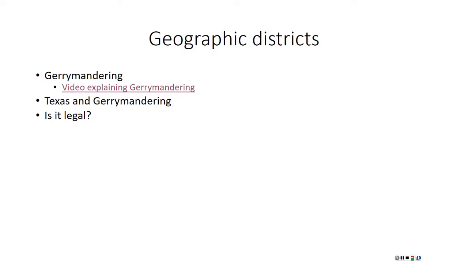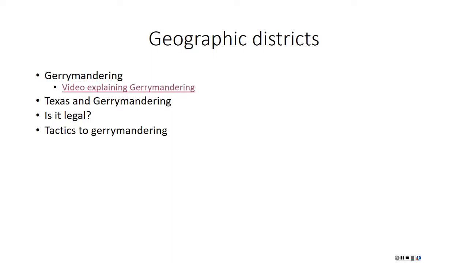Is it legal to gerrymander? Is it legal to redraw these districts? It depends on how you do it. Well, not so much how you do it, I'm sorry. It depends on intent. What is your intent when you do it?